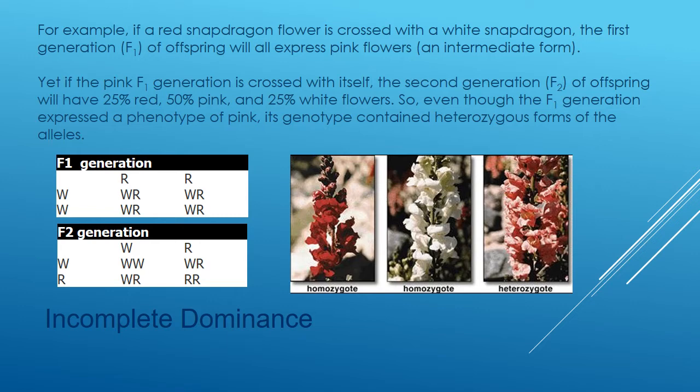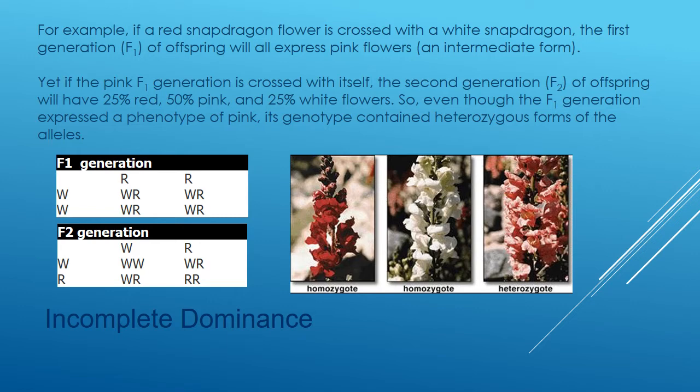And then if you take that F1 generation and have them self-pollinate, you get an F2 generation that is 25% red, 50% pink, and 25% white. All right, so even though the F1 generation has that pink, its genotype is heterozygous, and it therefore has the alleles for both red and white, and then they reappear in that second generation.